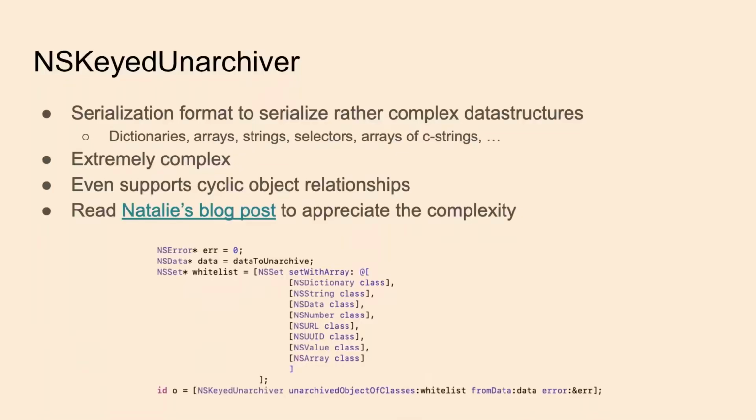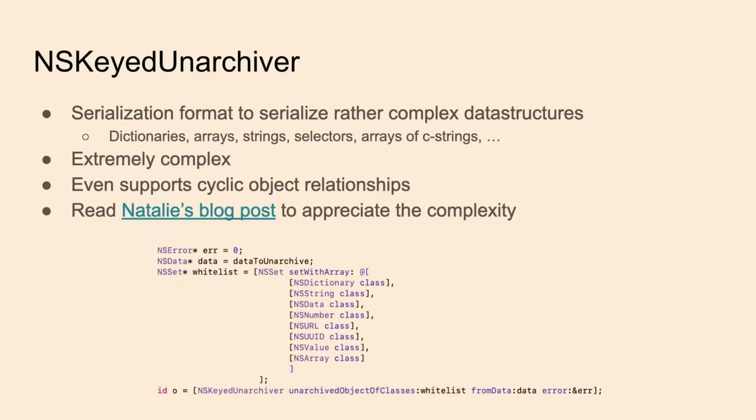Yeah, so I said it's quite complex. It even supports things like cyclic references, so you can send an object graph where A points to B and B points back to A for whatever reason you might want that. Natalie wrote a great blog post where she describes this in more detail. What I have here is just an example for the API, how you use it.